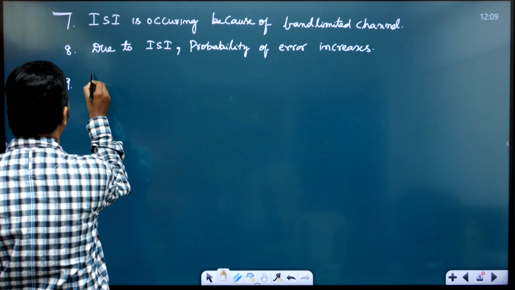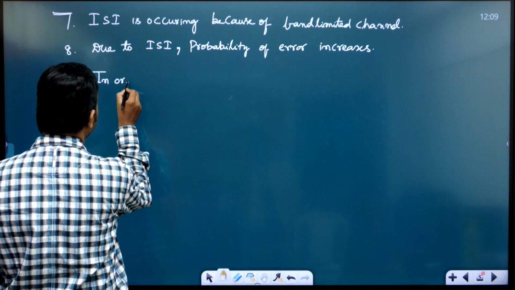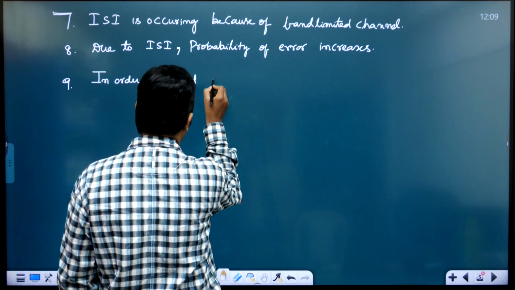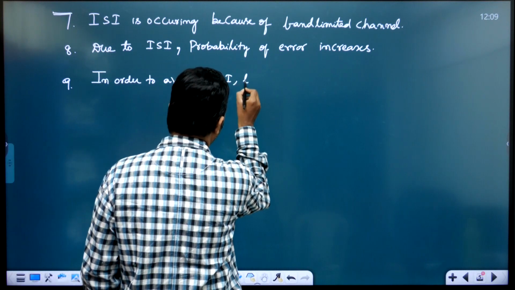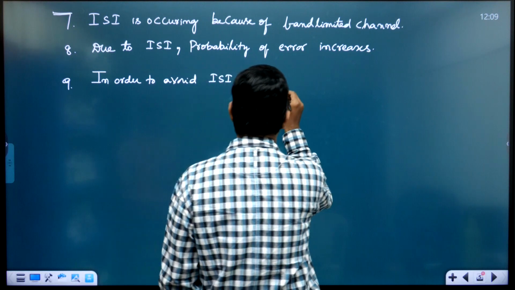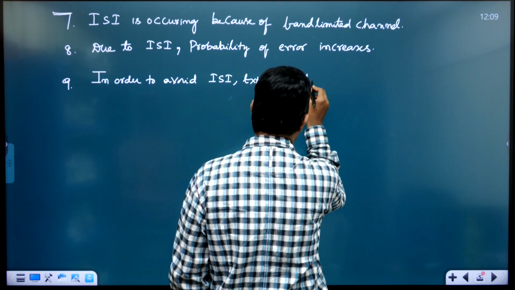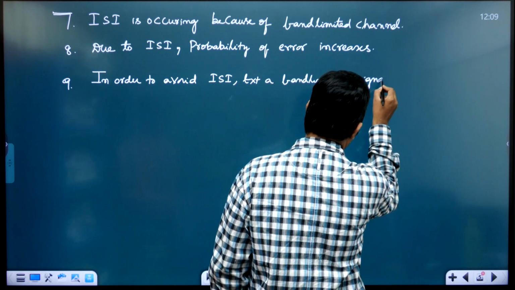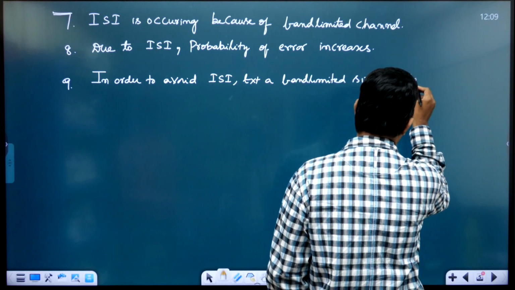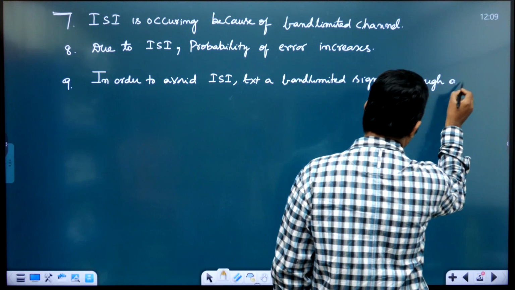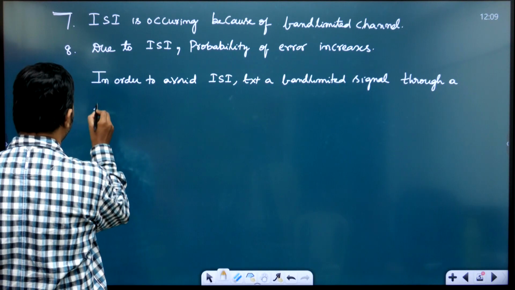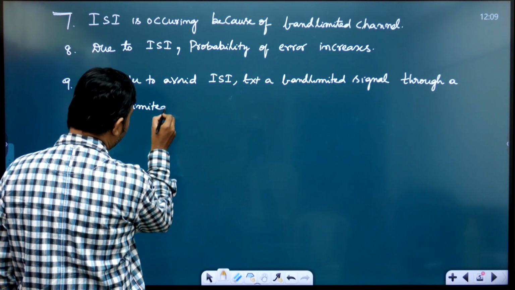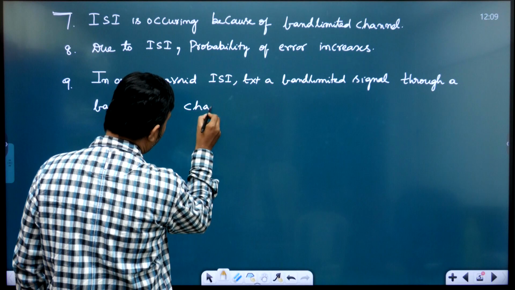So 9th point: in order to avoid intersymbol interference, transmit a band limited signal through a band limited channel. See how many concepts are going to come. Band limited signal through a band limited channel.